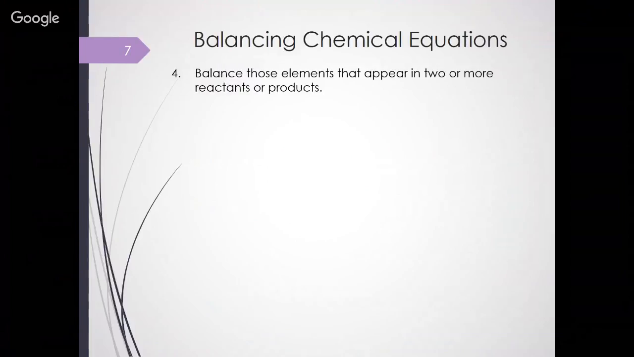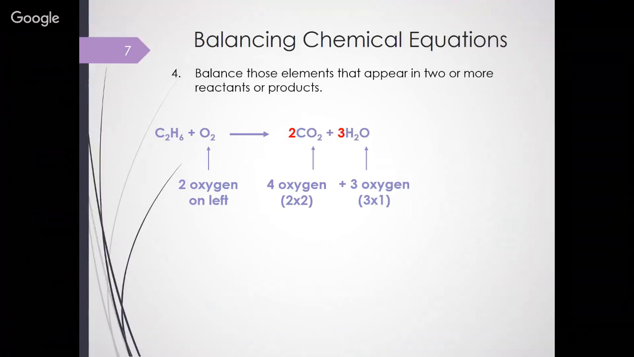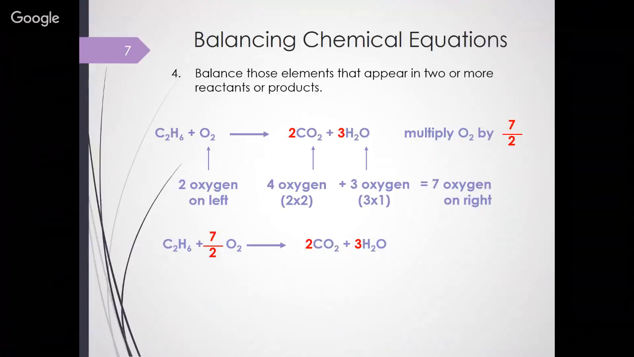Continuing on, I now will balance my oxygen since it appears in more than one place. So I'm looking at what are the total number of oxygens I have on this. I have 2 times 2 from carbon dioxide, and then I have 3 times 1 for water. On the left, I have 2 oxygens in my diatomic molecule. So 2 clearly does not equal 7. So what I have to do then is multiply the oxygen by 7 halves. Right? It's a fraction, so 7 halves times 2 just equals 7.